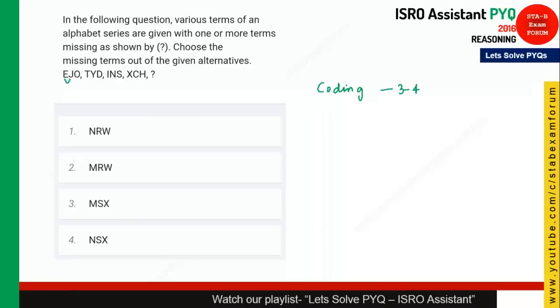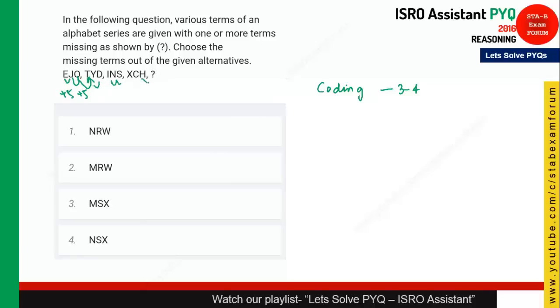F, G, H, I. Okay, so there is a difference of 5 characters. Okay, J, K, L, M, N, O. So there is again plus 5. O, P, Q, R, S, T. So after addition 4 or the 5th state, you will get T. Similarly, you can proceed and check all these characters.